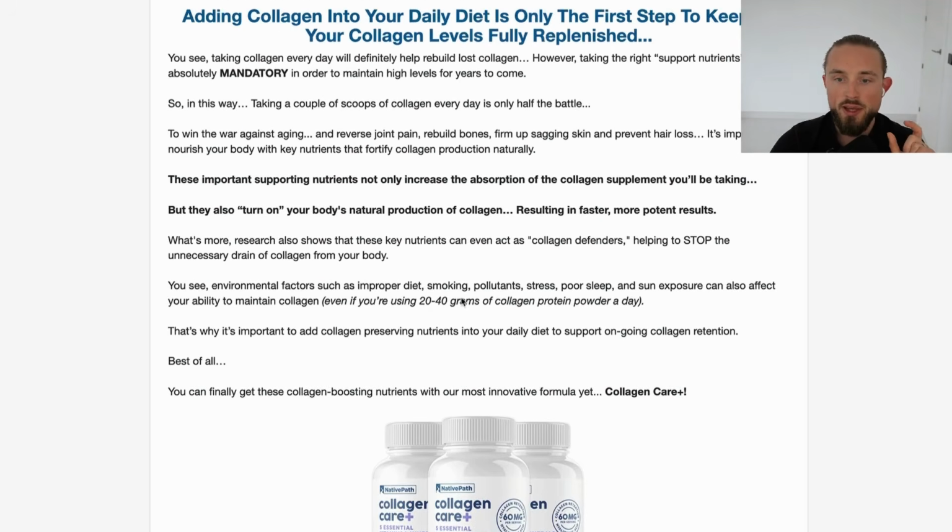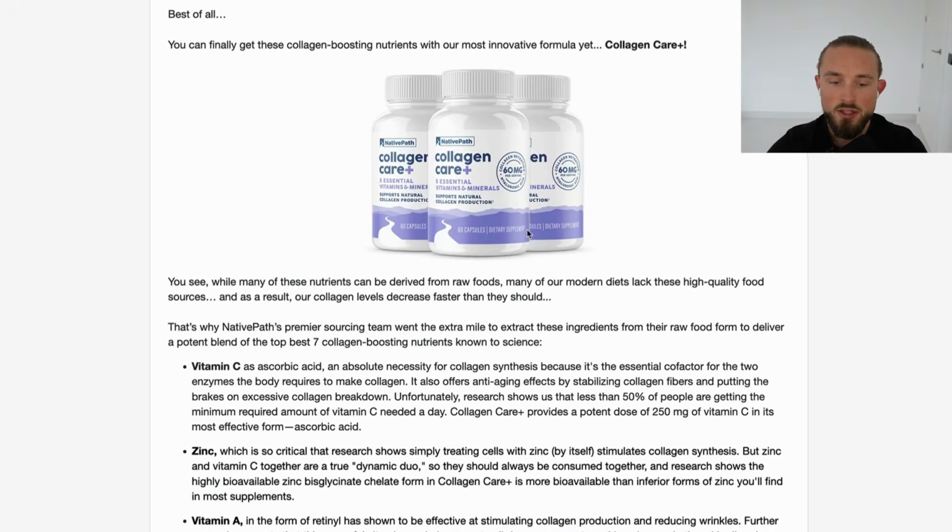So we essentially tell them, hey, it's great that you take the collagen, and that's really going to already help you take the first step. But you also have to have this for the long term, right? Which is what is here. These important supporting nutrients not only increase the absorption, but they also turn on your body's natural production. So they essentially tell you the front end product we sold you helps you improve your collagen, but the new product, the complementary product we're going to sell you, is on top of that going to help your body produce collagen itself, right? So this is really, really great.